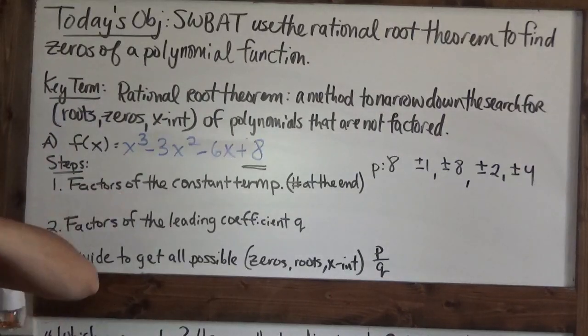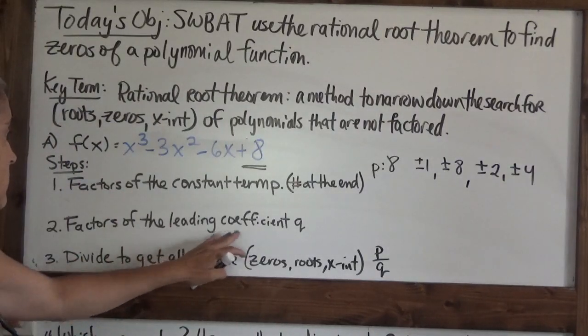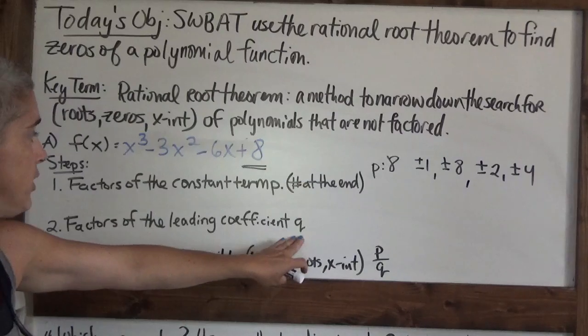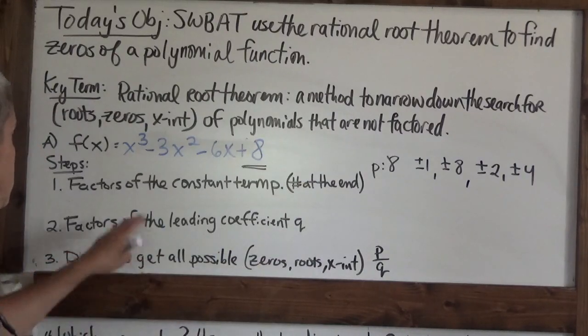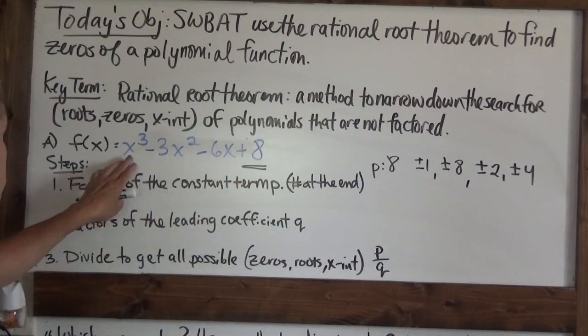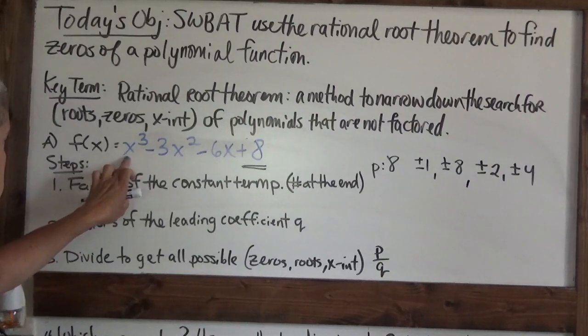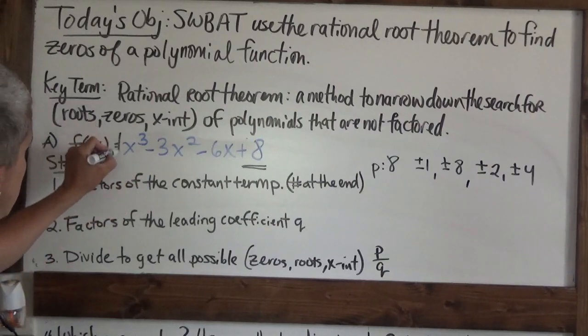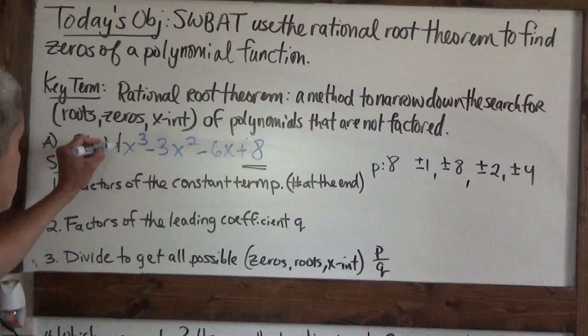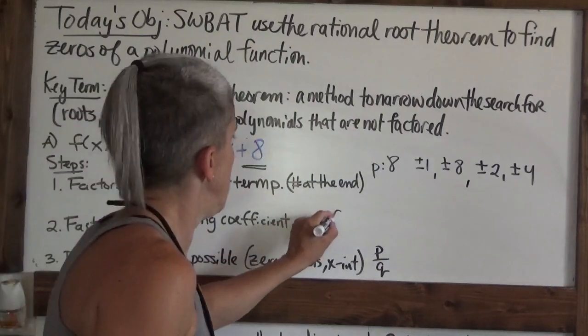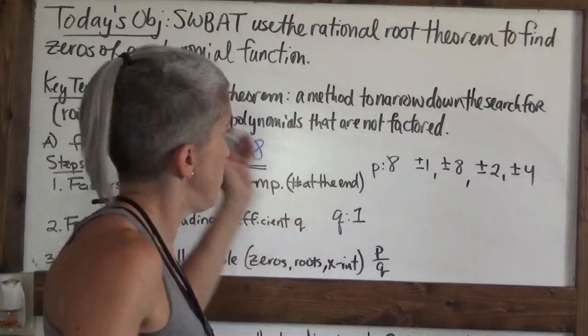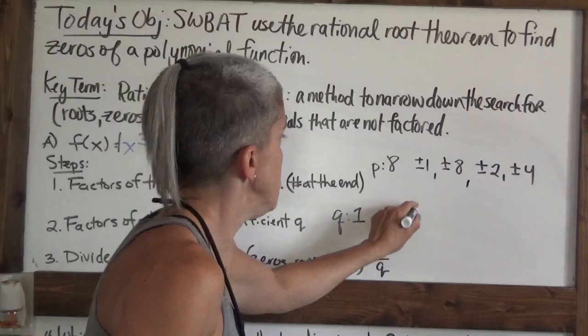Step 2 is finding the factors of the leading coefficient, and they're calling it q. The leading coefficient is the one with the highest exponent, which is right here, to the 3rd. And the coefficient in front is a 1. So the q is 1. What are the factors of 1? 1 times 1.